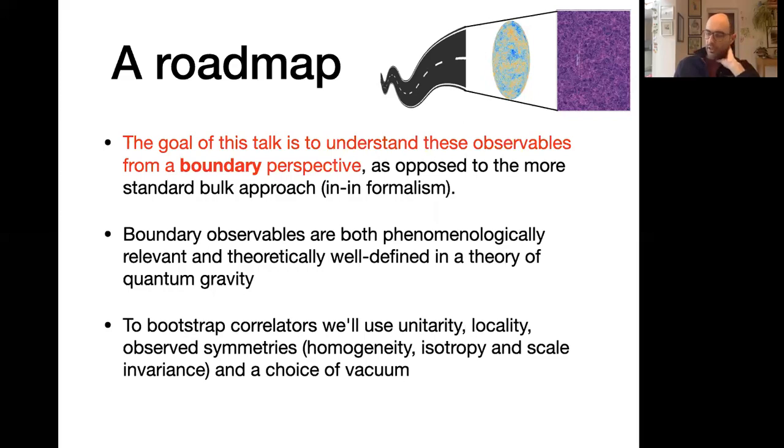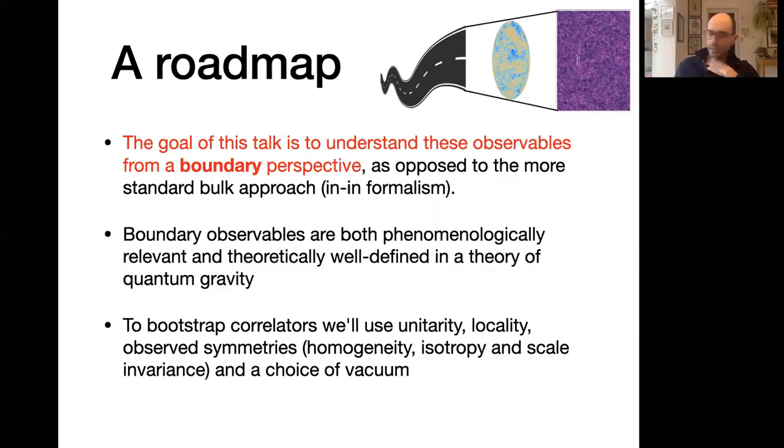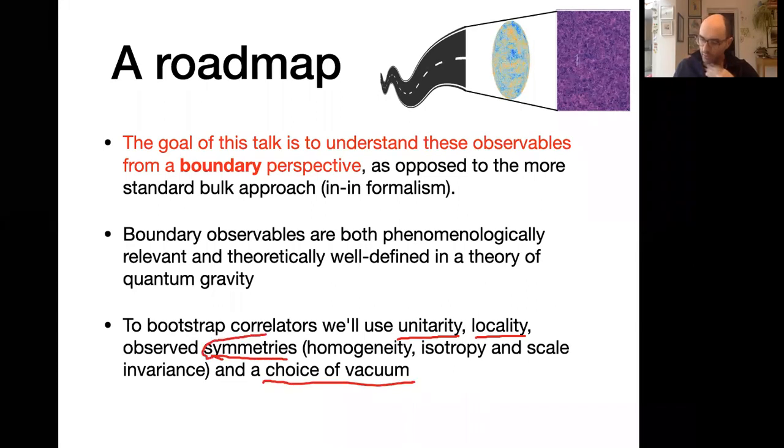Well, in that case, I'll try to get a little bit more concrete. As I said, we're going to try to now get everything out of unitarity, locality, symmetries, and a choice of vacuum. So I have to start by discussing a little bit what the symmetries are.